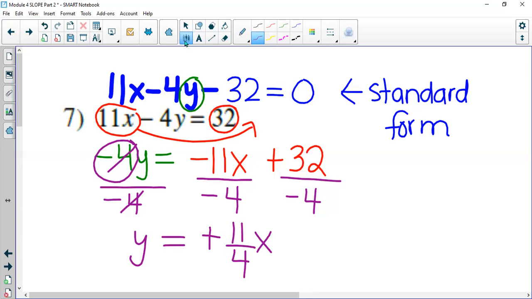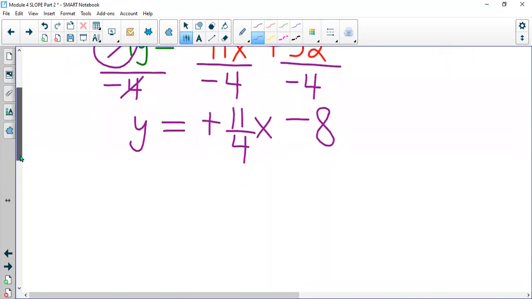How about positive 32 divided by negative 4? How can I simplify that? Yes, Caitlin? It is definitely a negative. What is the constant number? Negative 8. Excellent. So that's how I'm going to leave my final answer.